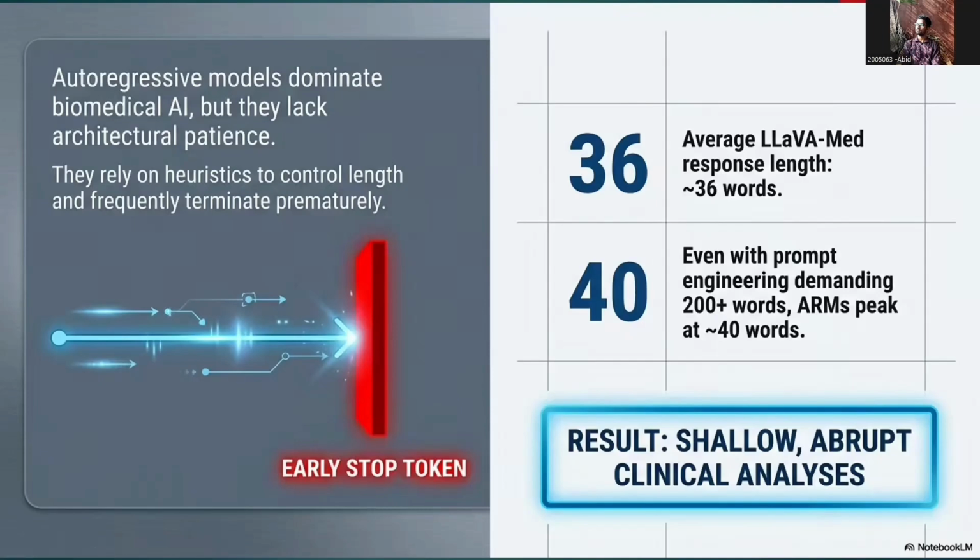To understand the problem, we first need to look at our current standard. Right now, autoregressive models completely dominate biomedical AI, but they suffer from a lack of architectural patience. As you can see by the arrow hitting the red wall, these models rely on simple heuristics to control their length, which causes them to hit an early stop token and terminate prematurely. For instance, a baseline model called LLaDA-MedV only generates about 36 words on average, even if we ask for 200 words in the prompt. As a result, these clinical analyses are incredibly short and abrupt.